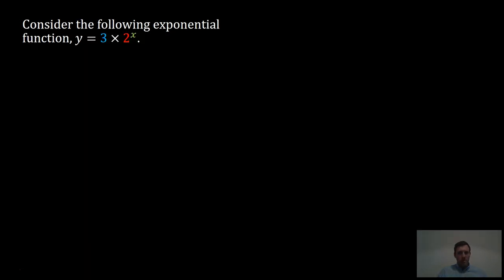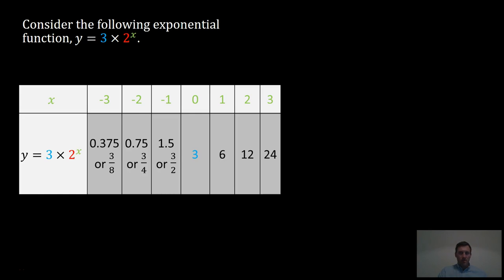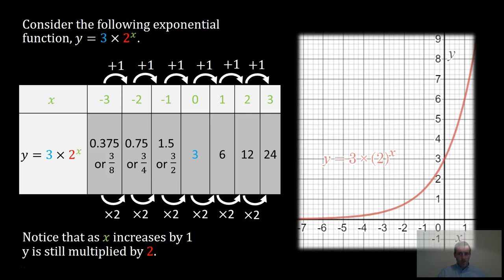Now we have the exponential function y equals 3 times 2 to the power of x. We can substitute the values of x into the equation to find the corresponding values of y. We'll start with the x values between -3 and 3. We substitute them into the equation to find the corresponding y values. This time you might have noticed that when x equals 0, y equals 3. I've highlighted that in blue. Once we've constructed the table of values, we can use it to draw the graph of the function. Notice that as x in green increases by 1, y is multiplied by 2 this time, from left to right. The number in front of the 2 to the power of x didn't impact how much the y value increased.